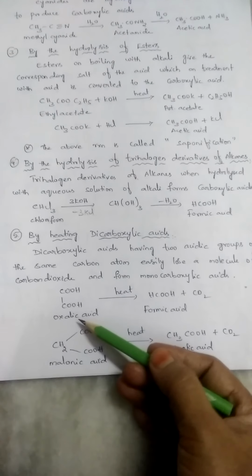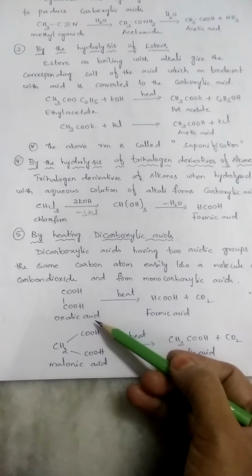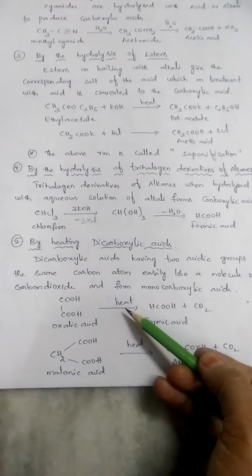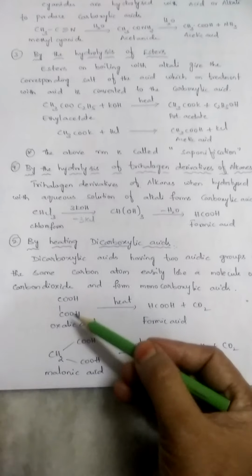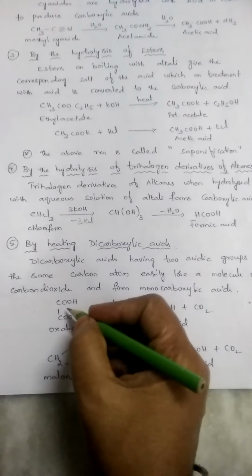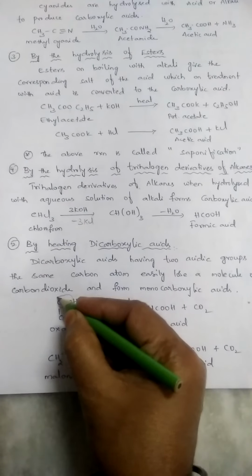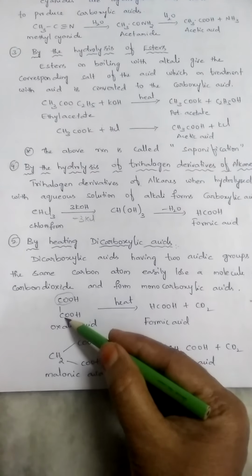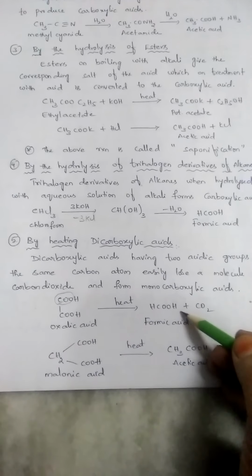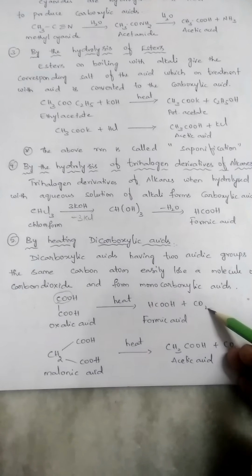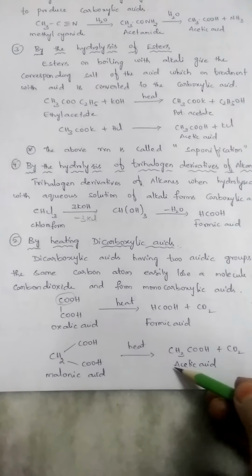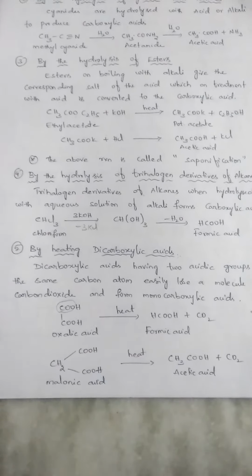Here one of the examples I took is oxalic acid. Oxalic acid upon heating undergoes decarboxylation, so you remove CO2 from here. Then what is the remaining one? HCOOH. So that's why I wrote HCOOH plus CO2. Similarly, if you take malonic acid, upon heating you will get acetic acid.